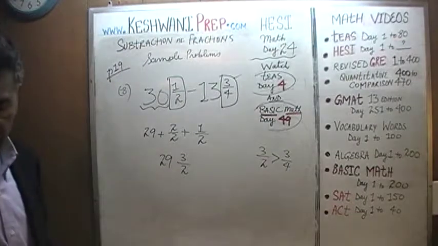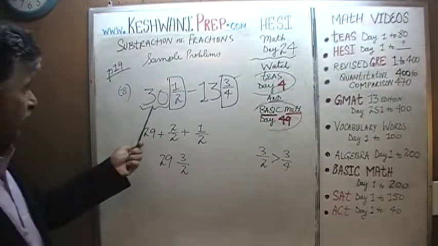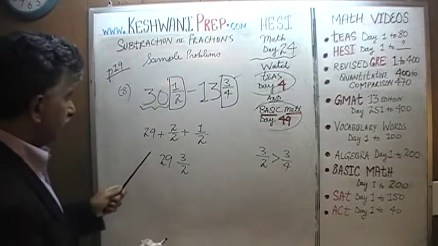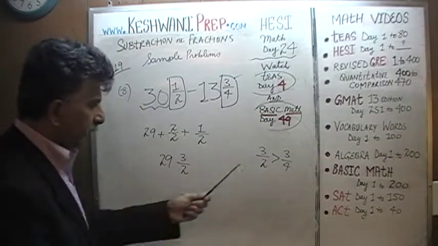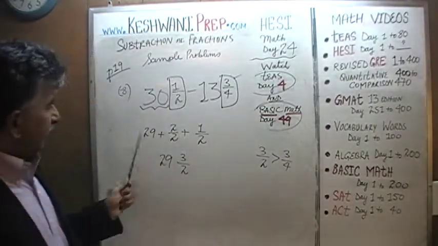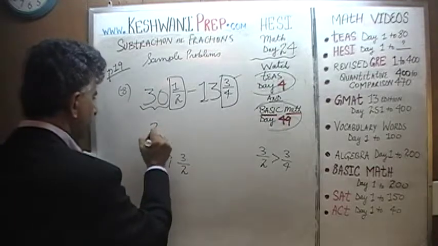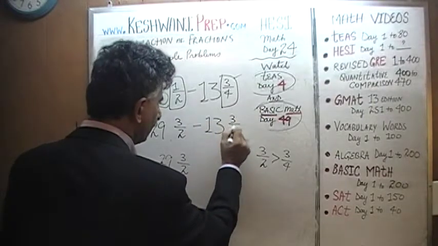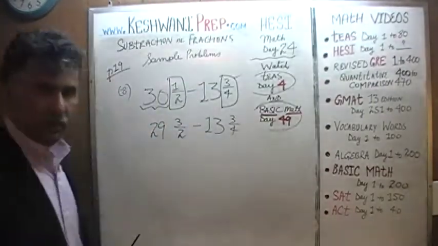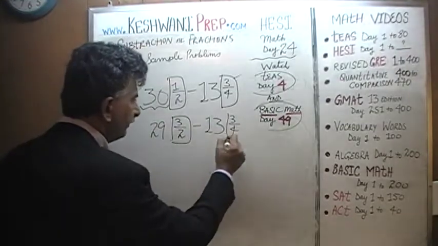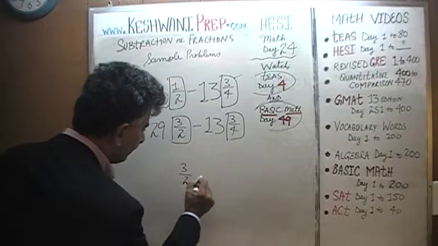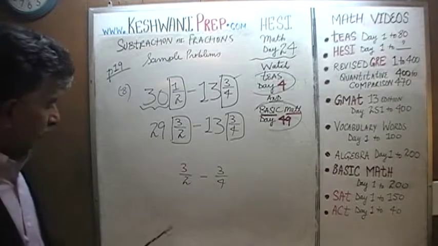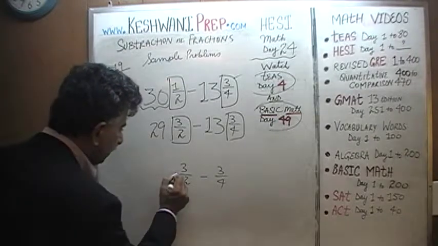Now we can take care of the subtraction that we have to do. So first we're going to rewrite this 30 and a half. We're going to write that as 29 and 3 halves. So it becomes 29 and 3 halves minus 13 and 3 quarters. Now we can do our fractions. 3 halves minus 3 quarters is very simple, very straightforward. This one has a denominator of 4. This one has a denominator of 2. How can we convert this 2 into a 4? Multiply top and bottom by 2.